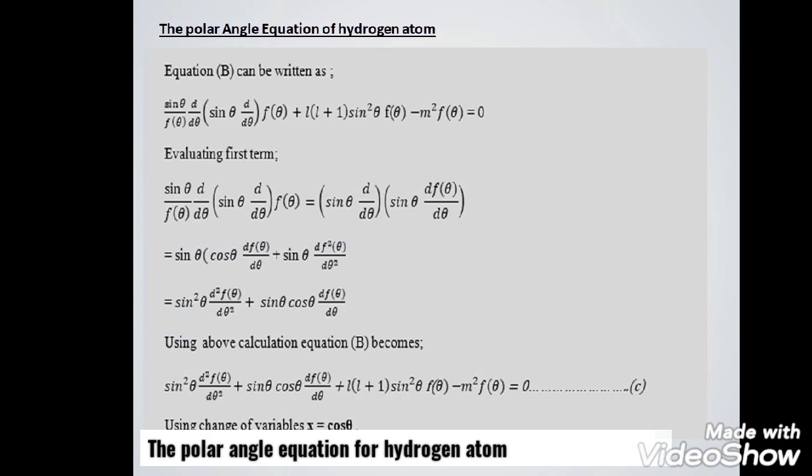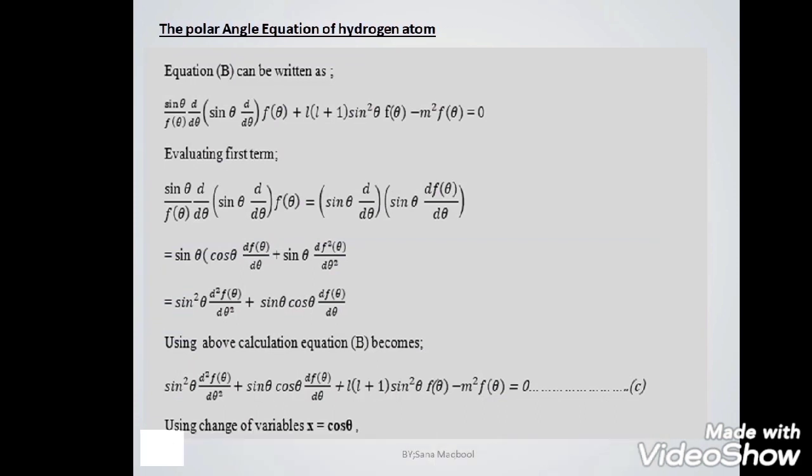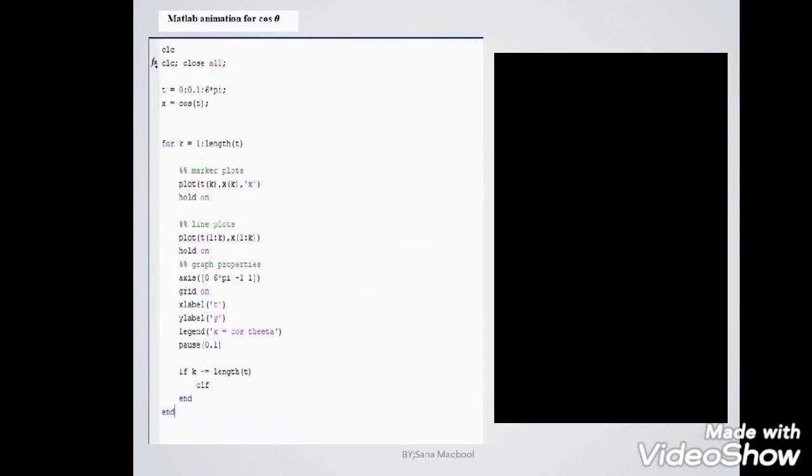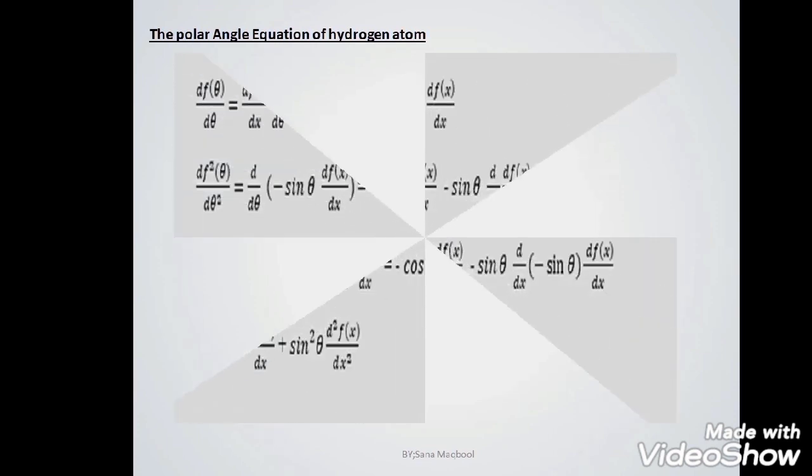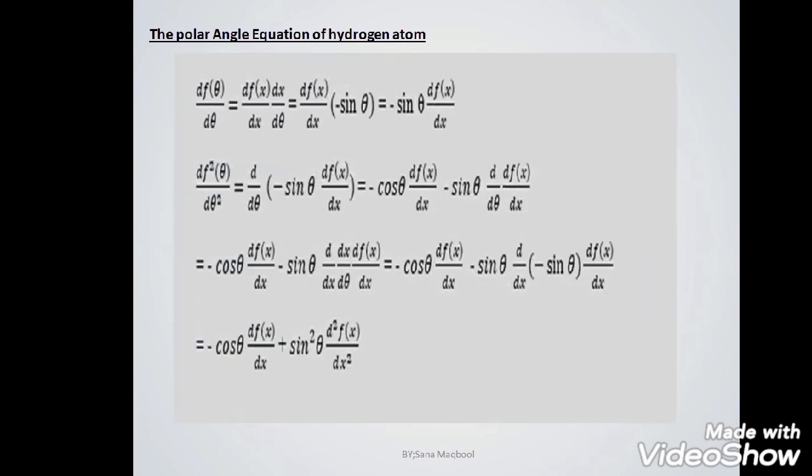The polar equation of the hydrogen atom is achieved by using equation B, and after rearranging and evaluating the first term of equation B, we have got the equation C result, and using the change of variable x equal to cos theta, we will attain our desired result. The MATLAB animation for cos theta is shown over here, and in this case we have just used marker plots, line plots, and also the graph properties. The axis is 0 to 6 pi, minus 1 to 1, and also the grid is on. Then comes the polar angle equation for the hydrogen atom.